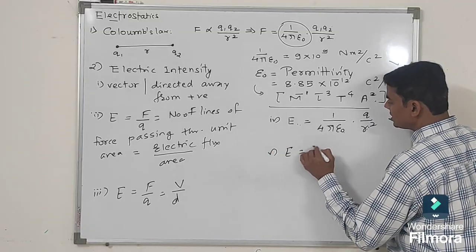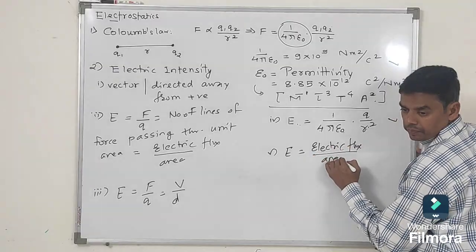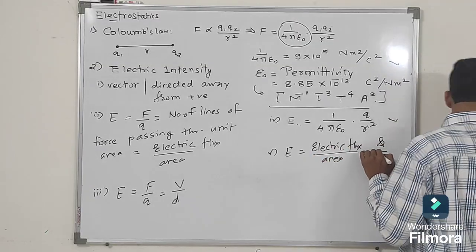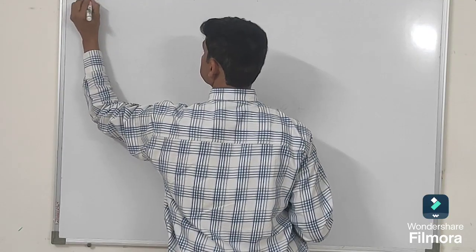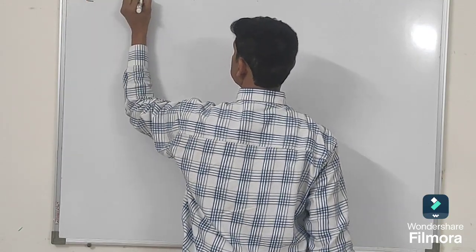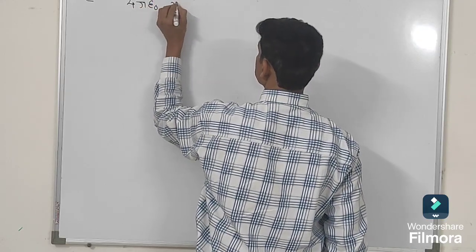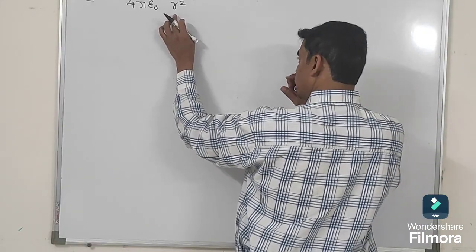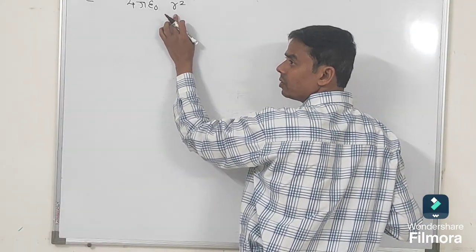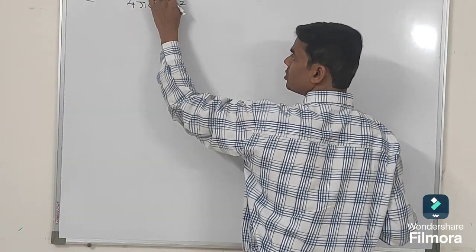Again, electric intensity is electric flux upon area, so this is phi upon A. Electric intensity at any point situated at a distance r from charge q is 1 upon 4 pi epsilon 0 q upon r square. The same formula is for electric intensity at a distance r from the center of the sphere. E is equal to 1 upon 4 pi epsilon 0 q upon r square.